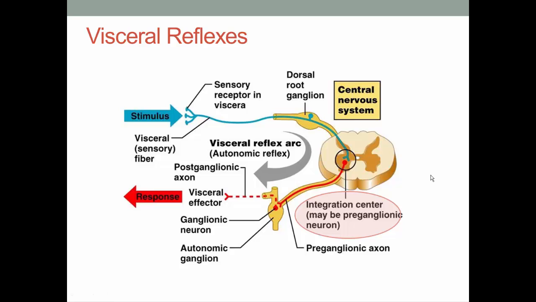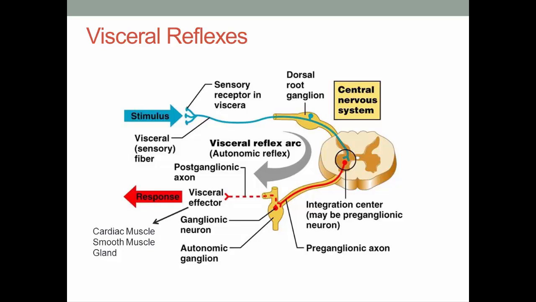Now this integration center may be the preganglionic neuron of the autonomic pathway, or it may be an interneuron, and then the interneuron would connect to the preganglionic neuron. In any case, from there it would travel through the motor pathway of the autonomic nervous system, or basically now we are in the autonomic nervous system. So we have the preganglionic axon and the postganglionic axon, and that then sends the impulse to the last component of our reflex, and that's the effector. That is what we are acting on. And then if you remember, those effectors for visceral reflexes or the autonomic nervous system can only be cardiac muscle, smooth muscle, or glands.